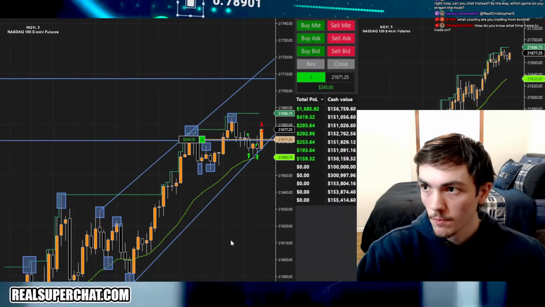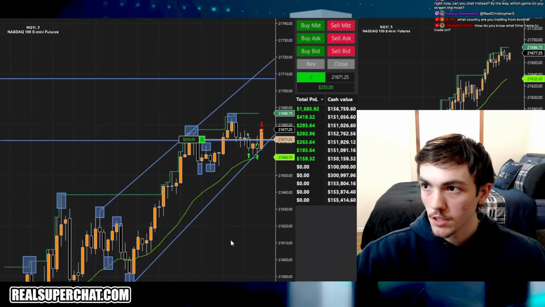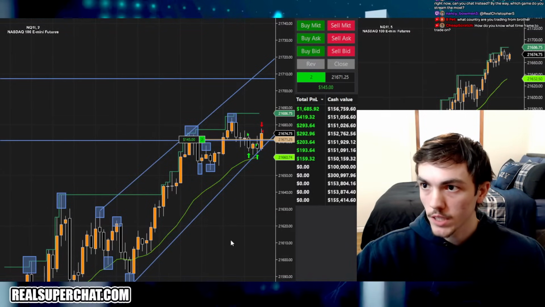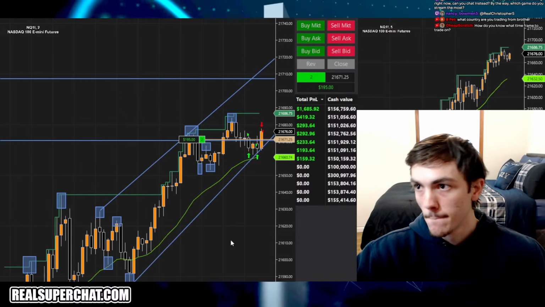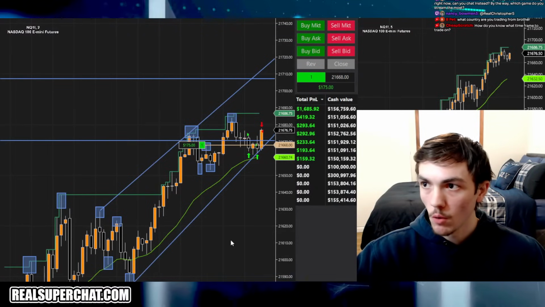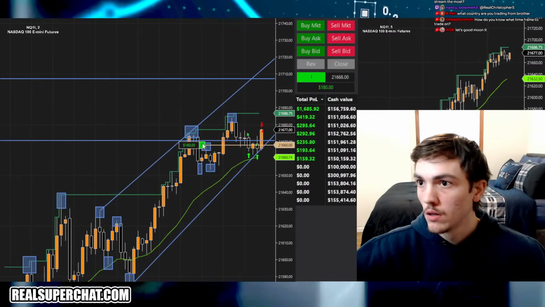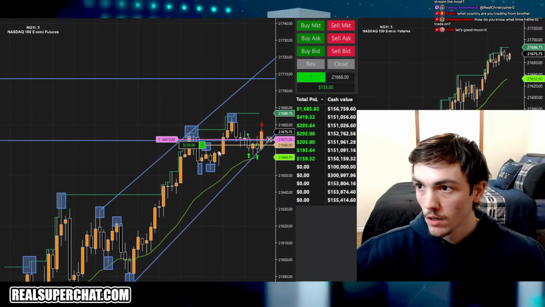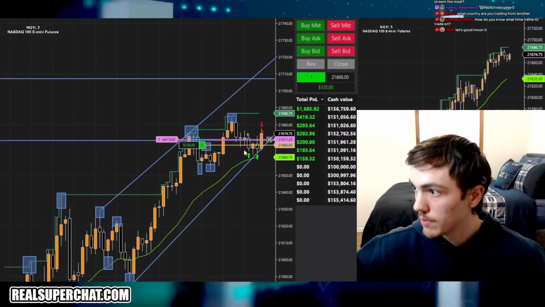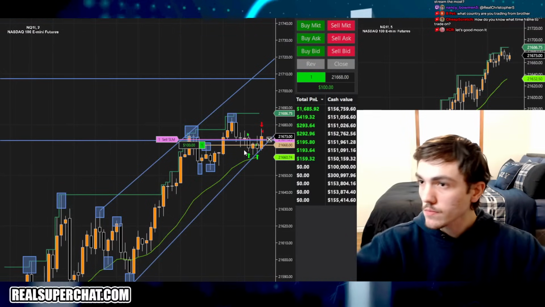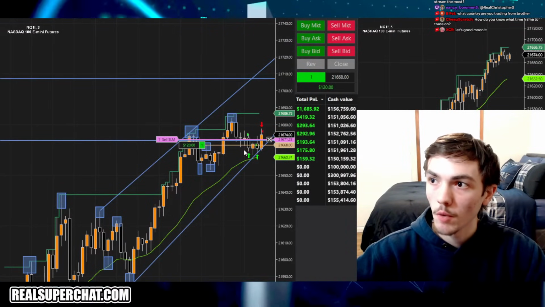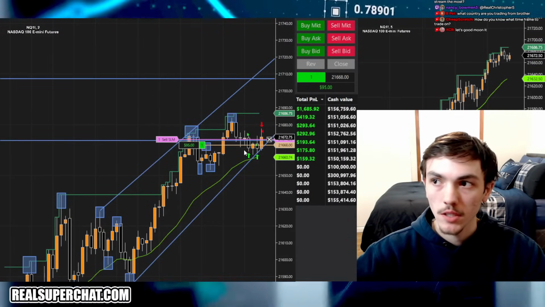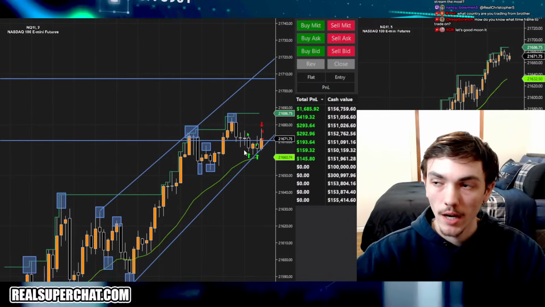Taking 1 off. Okay, giving this some room. Looking for a little more. Could have taken 2 there. Taking 1 more. I'm just gonna take 2. And we'll trail this last one up like we have been. Put it right at the average. We're securing around 180 in this trade. Looking for more. Let's see if this continues to pump and stop.